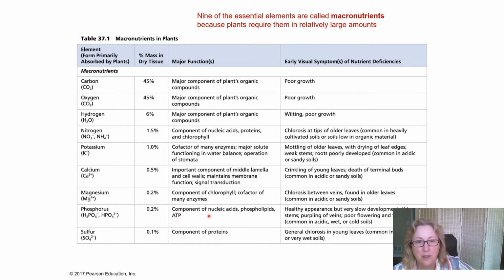Phosphorus is really important. That's for DNA, RNA, phospholipids, which remember is the membrane, a structural molecule, and ATP, which is a nucleic acid. Sulfur is part of proteins. So these are the macronutrients in plants. So macronutrients are the things that they need in large amounts.